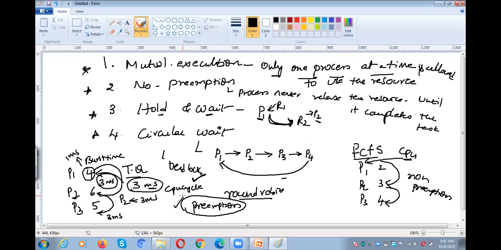No need to discuss all these things here, but what I'm trying to do is remind you one more time what preemption is and what non-preemption is.